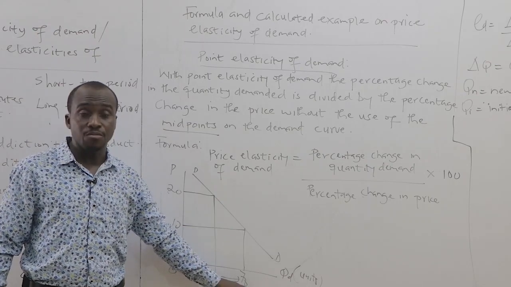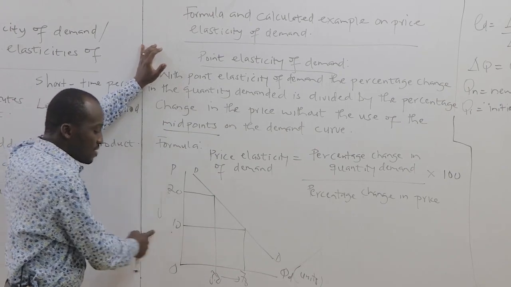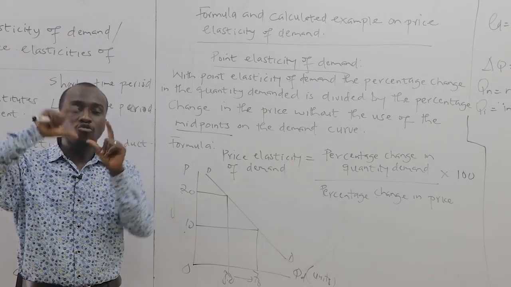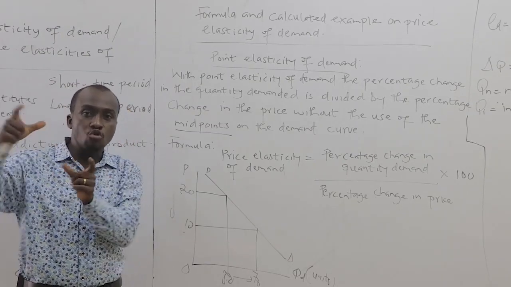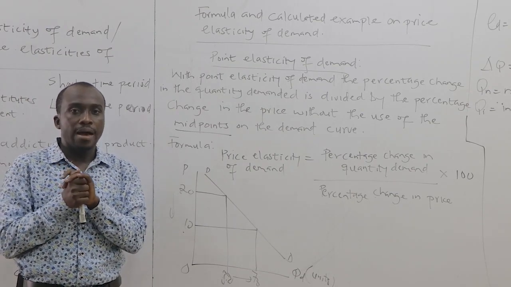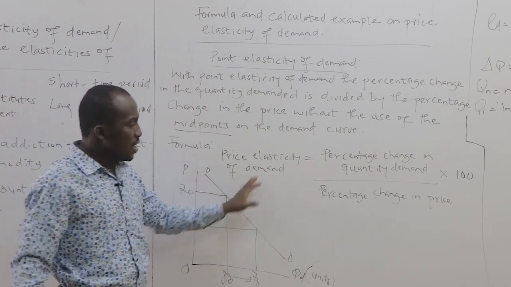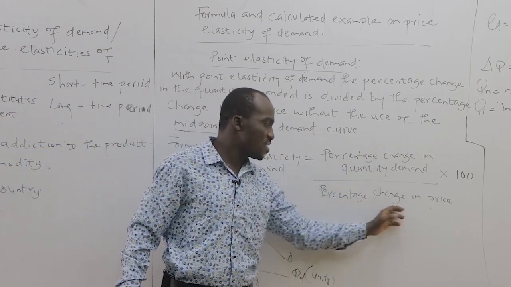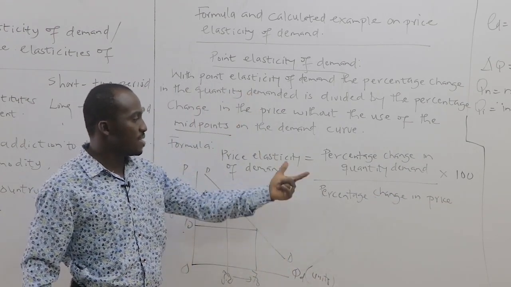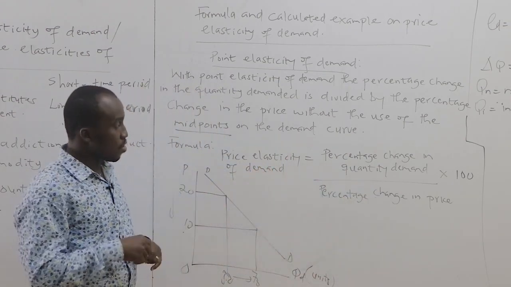And that's the reason. So with point elasticity, for instance, I look at this price and that price, and I find the differences. And I use that for the estimation. I don't look at the two prices and find the average, or the two quantities and find the average. No. We don't do that. And so, let's see, with price elasticity of demand, we're going to have the percentage change in quantity demanded divided by the percentage change in price times 100. That's one of the formulas.